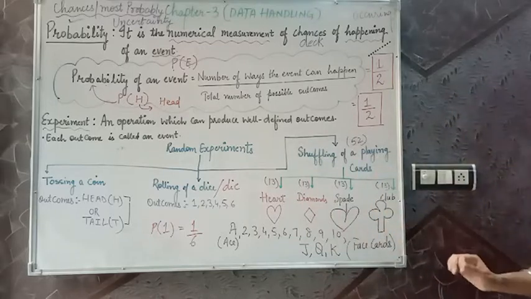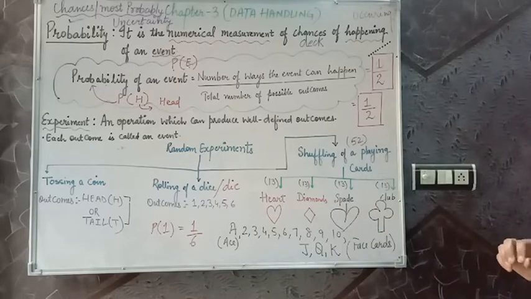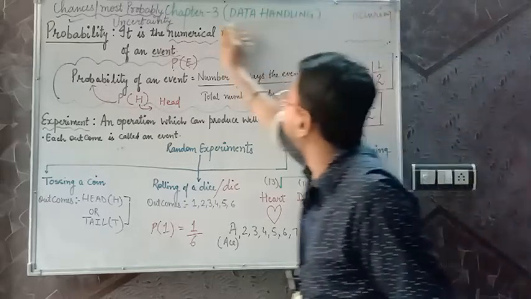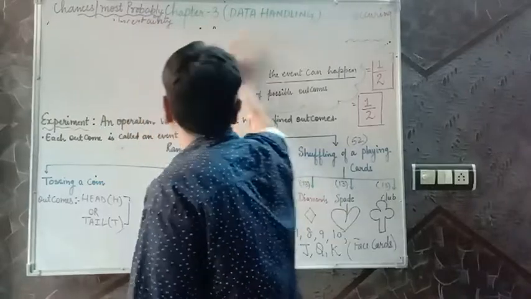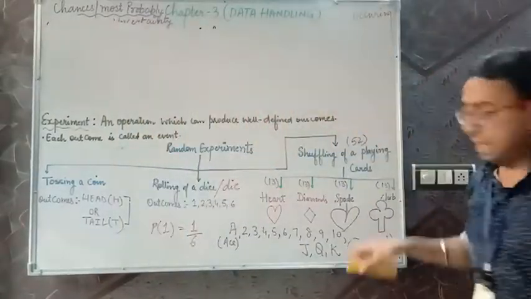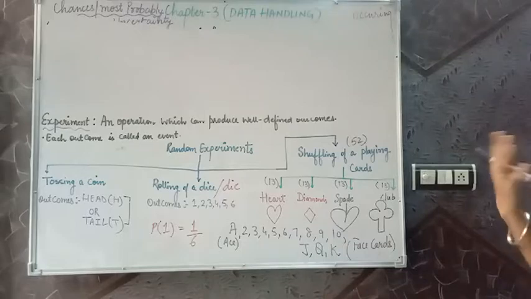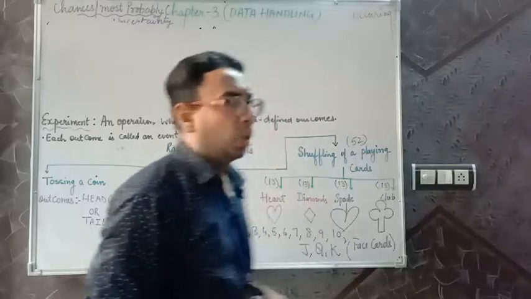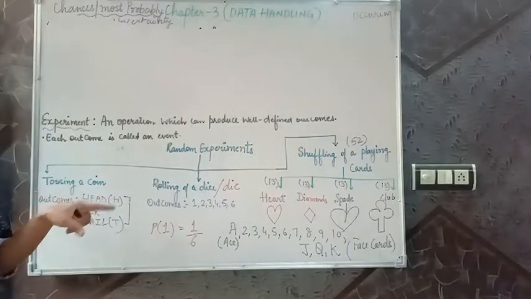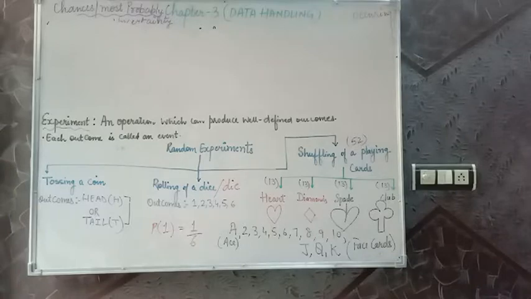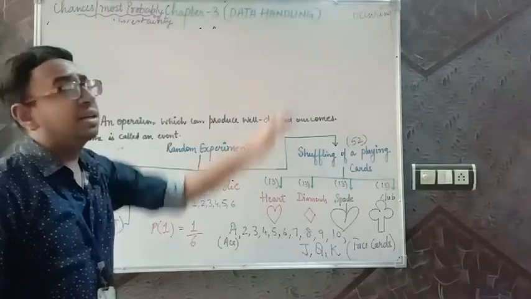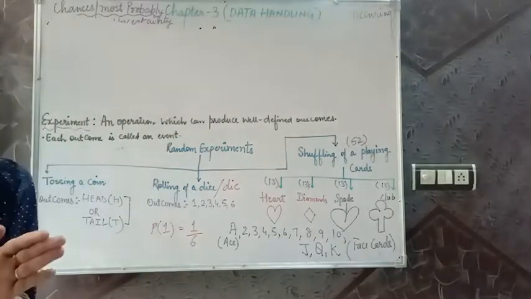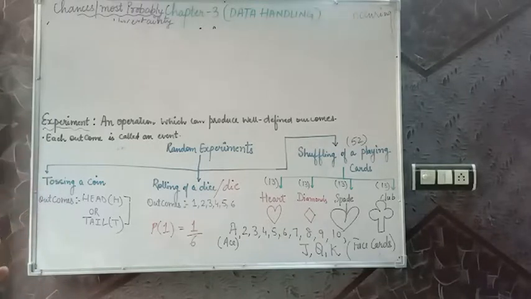Shuffling of playing cards. Clear with everyone? Okay. Let's take one last example so that you can understand probability. Playing cards you will do in class 8th also. In class 9th and 10th you will definitely have questions from this. This topic you are doing in class 7th and 8th in data handling, but in class 9th and 10th this will come as a completely separate chapter, even in class 11th and 12th.